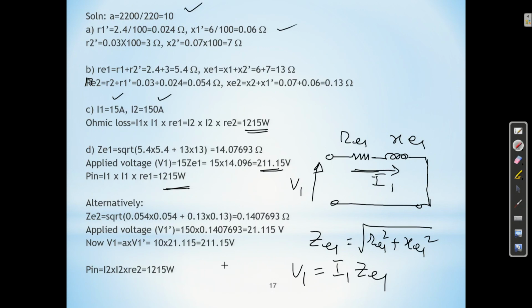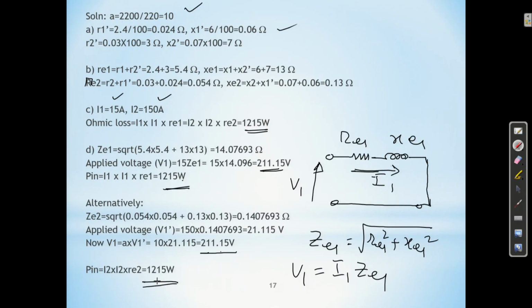Alternatively, you can do the problem referring to the secondary side, because this is all referred to the primary side, and you can directly get the V1. If you refer to the secondary side, you can get ZE2, RE2 and XE2, and then I2, 150 ampere, will be flowing, and you can calculate that, and then you actually get V1 dash. So, A times V1 dash if you calculate, you get the same voltage over here, and the power loss will be now I2 square RE2, you get the same power loss. So, what you have learned is that you can use this equivalent circuit referred either to the primary side or the secondary side, and you can solve your problem.